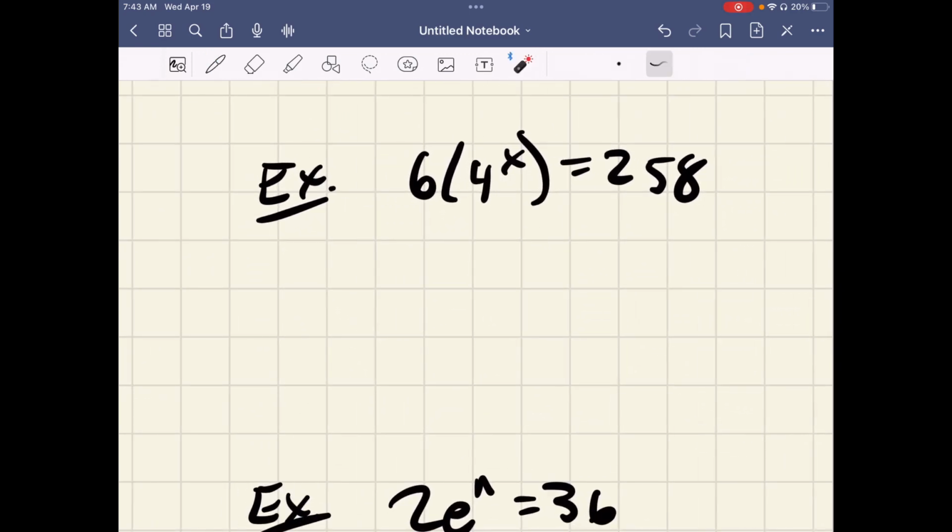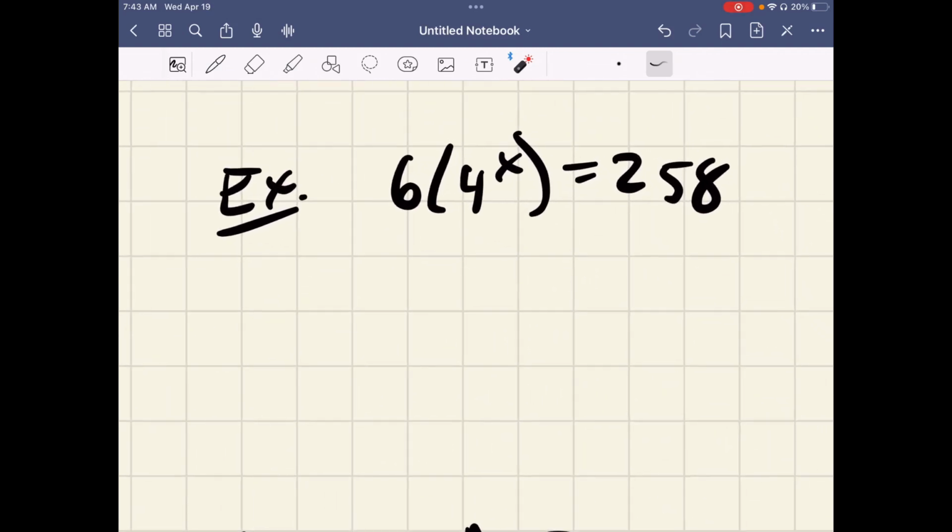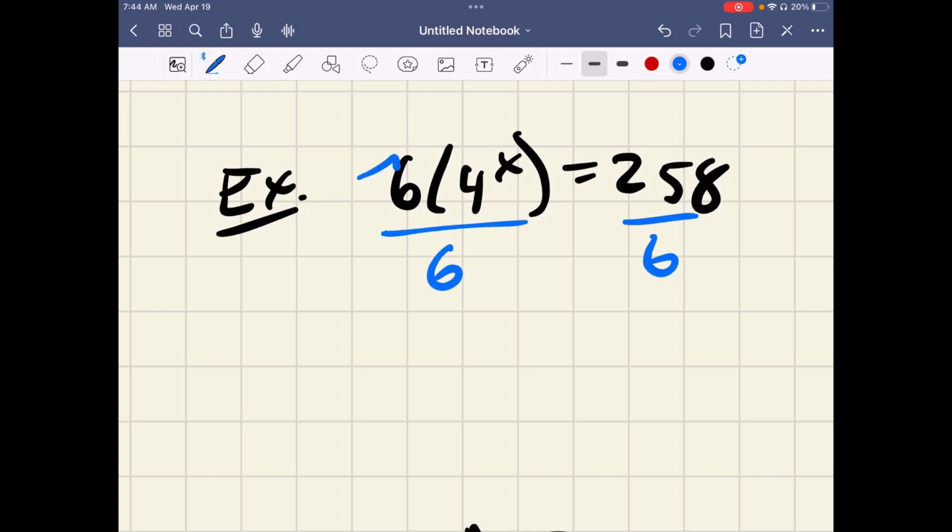The next example is the same exact thing, but now it's a little bit different. I have this value out in front. Before I can apply any of my logarithm rules or properties, I've got to make it so that all I have is a base and an exponent on one side. So I'm going to follow normal equation-solving rules to simplify it. I'm just going to divide both sides by 6. That gives me 4 to the x equals 43.